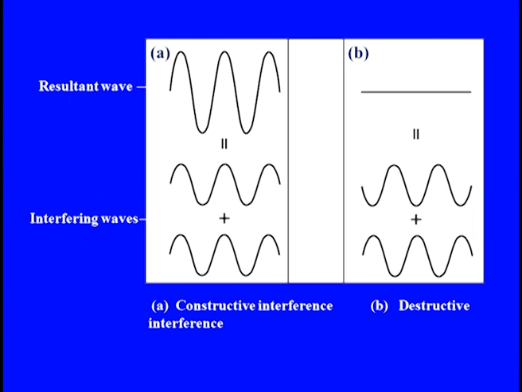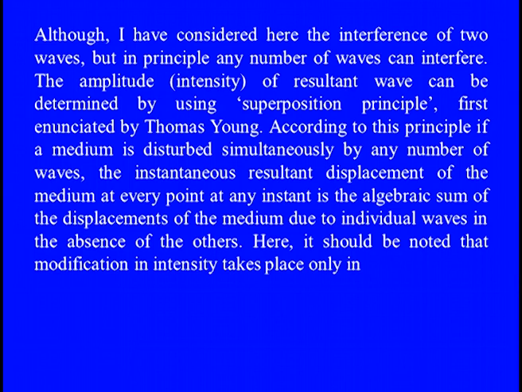Now, if the waves at the point of consideration line up crest to trough and trough to crest, the amplitude of the resultant wave will be 0, as shown in the right panel of this figure. This is the condition for destructive interference, in which two waves cancel one another's effect at the point. Although I have considered here the interference of two waves, in principle any number of waves can interfere.